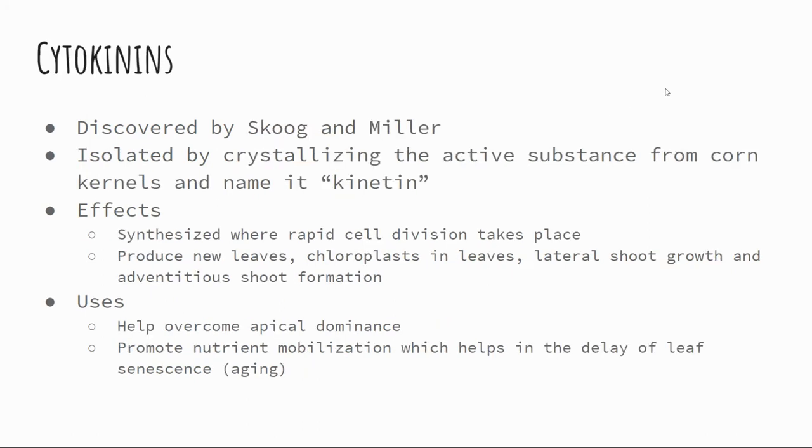Cytokinins were discovered by Skoog and Miller, isolated by crystallizing the active substance from corn kernels and naming it kinetin. It affects areas where rapid cell division takes place, produces new leaves, chloroplasts in leaves, lateral shoot growth and adventitious shoot formation. Uses help overcome apical dominance and promote nutrient mobilization, which helps delay leaf aging.